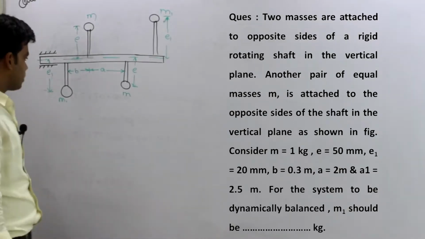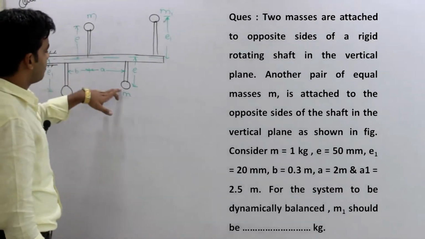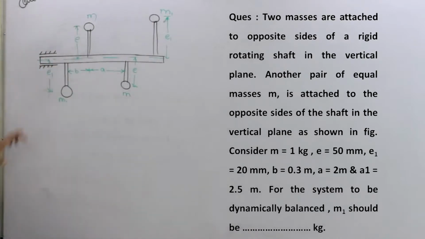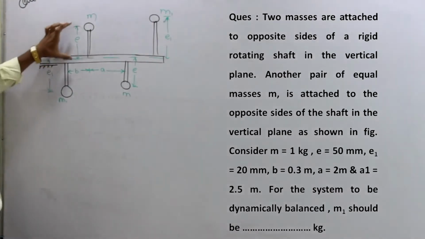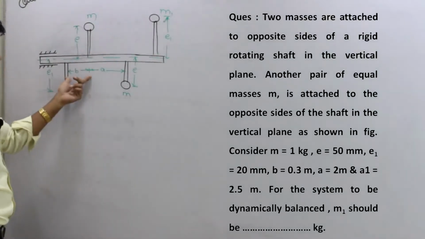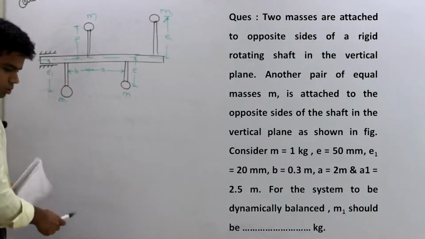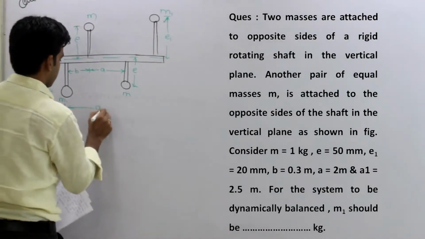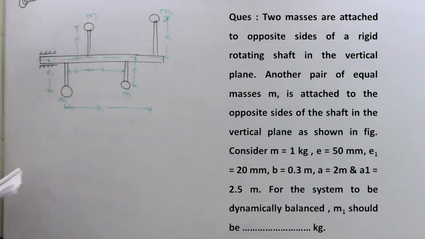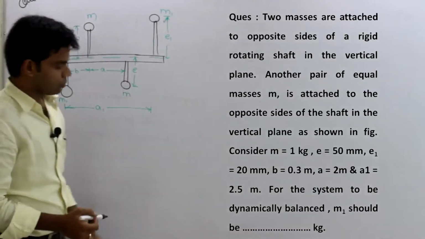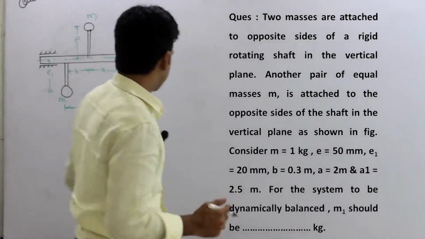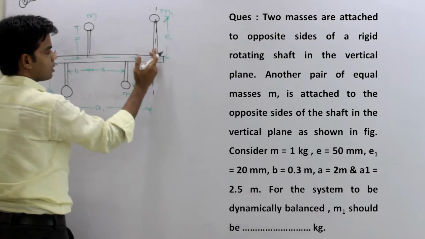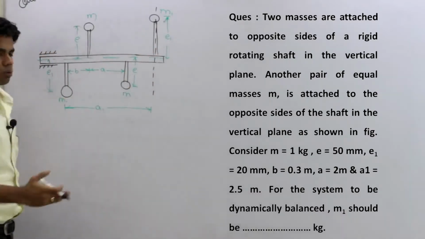So this is the system given. We have two masses M, and equally two masses M1 and M1 are attached on two opposite sides. The distances are given: this is E1, E and E1. This distance A, B, E, and one more distance is given, which is A1. The values of all these distances are given in the question. Now we have to balance this dynamically. So for dynamically balancing this, suppose we are considering the plane here, we have to take the moment about this plane and equate it to 0, as I told you.